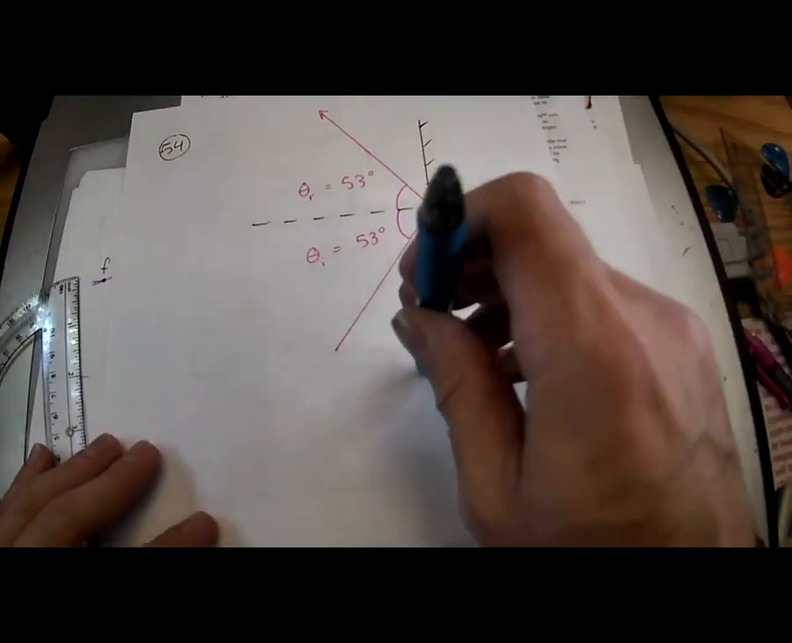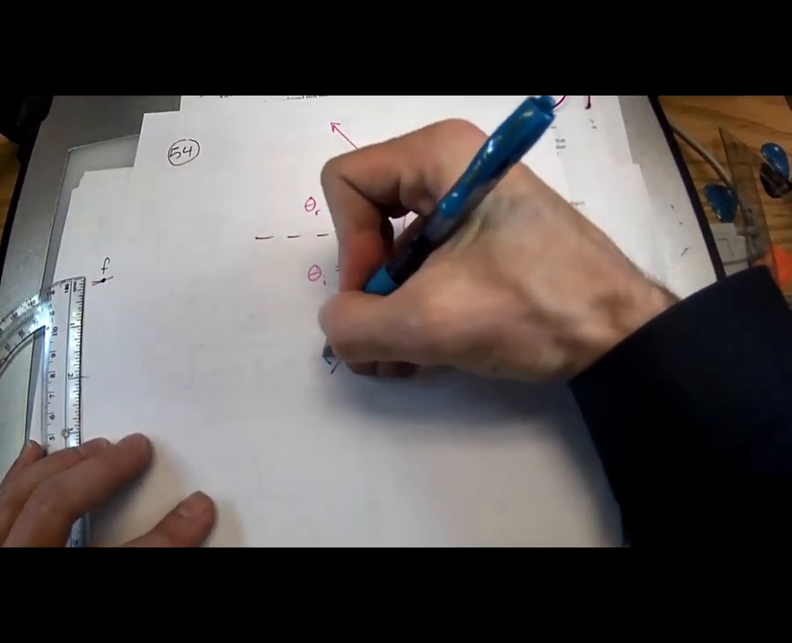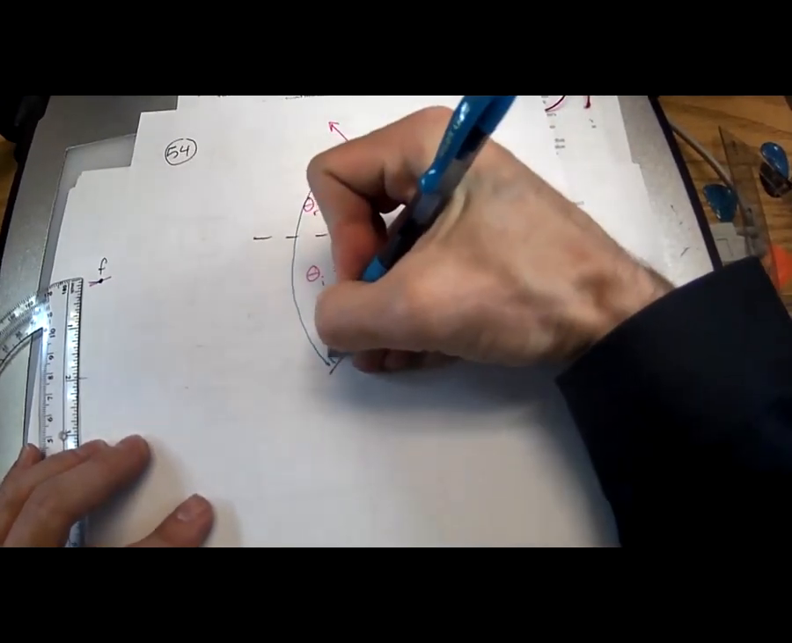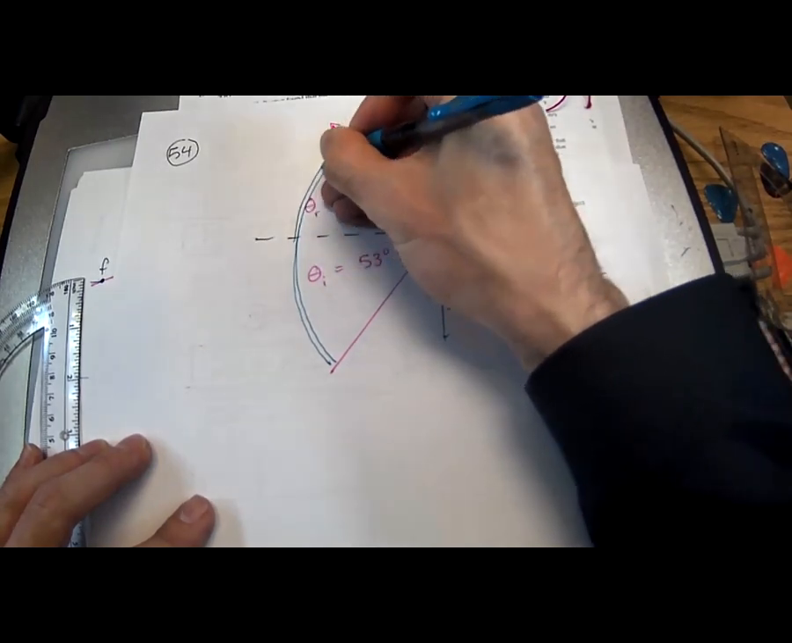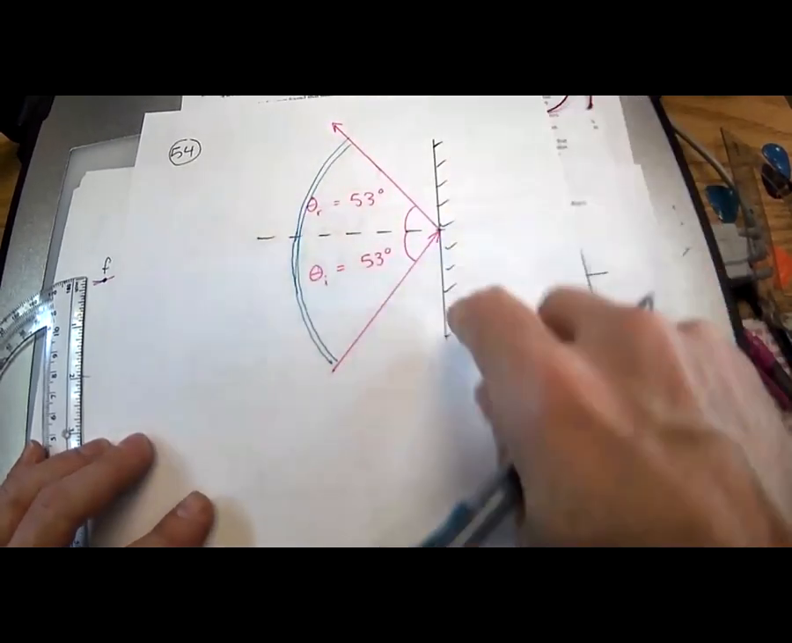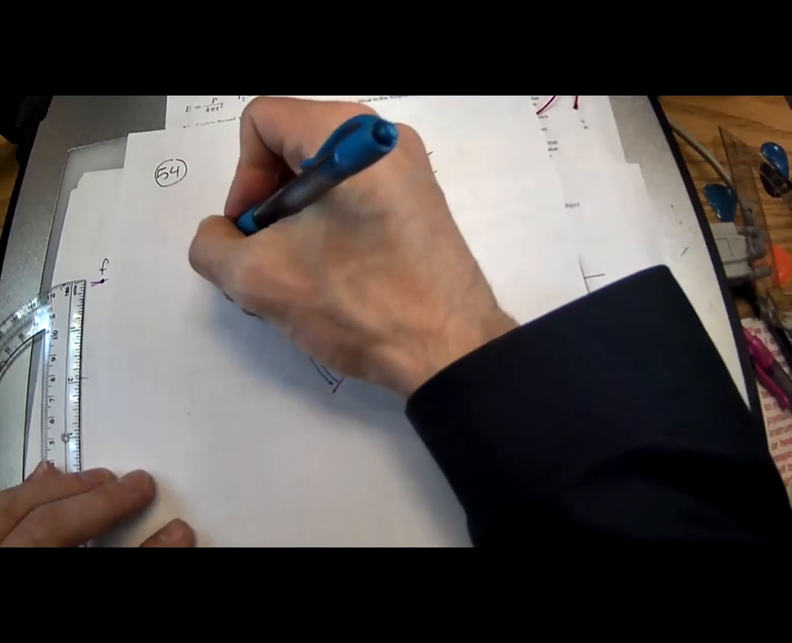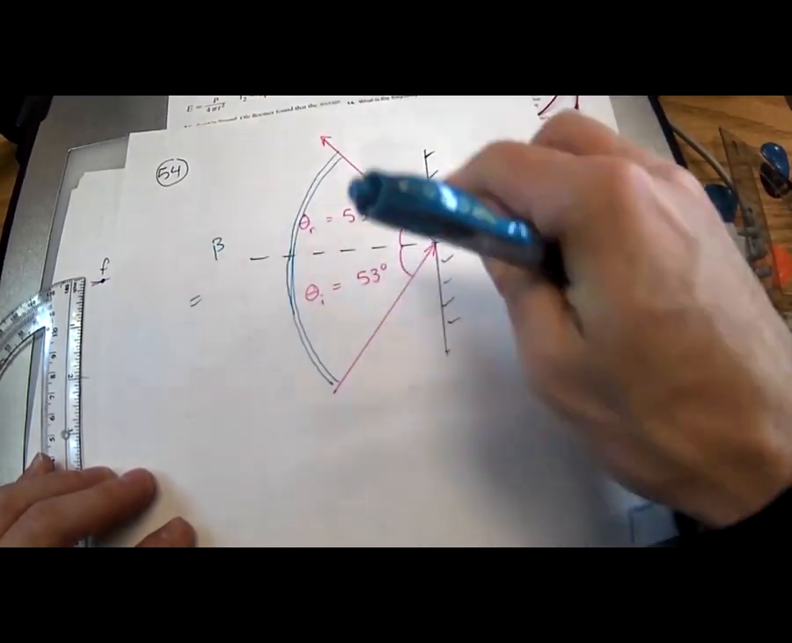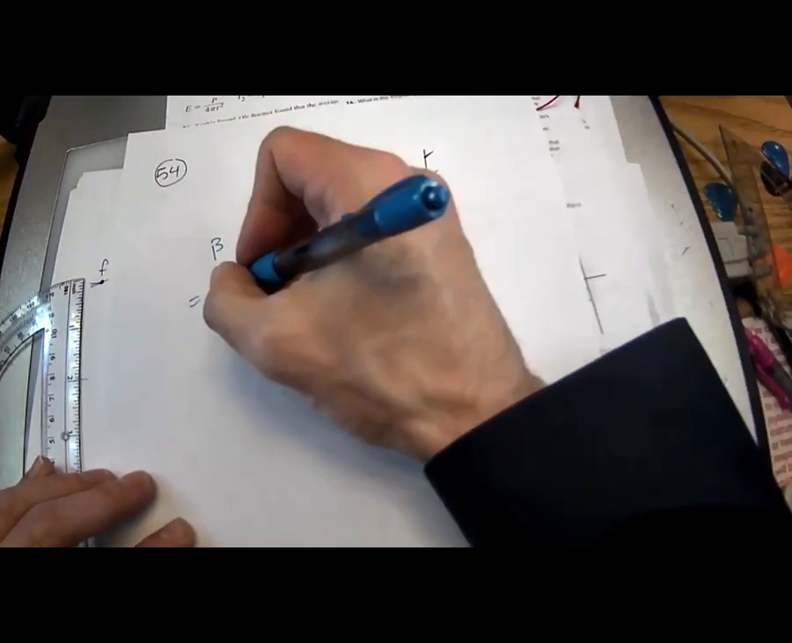Also, here's part B. Part B says, what is the angle between those two rays, the incident ray and the reflected ray? So that one's just talking about this full angle right here. Maybe I'll call that angle beta. And beta, of course, would be 53 plus 53, which is 106 degrees. Okay. Guys, good? Next question.